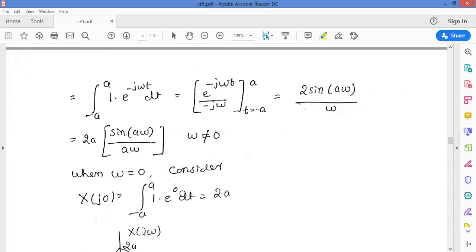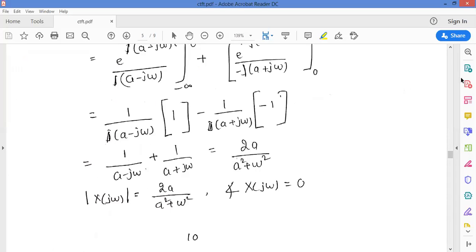That becomes 1 dt. So this becomes the integral of 1, which is t, between the limits minus a to plus a, and this will become a minus of minus a, that is equal to 2a.